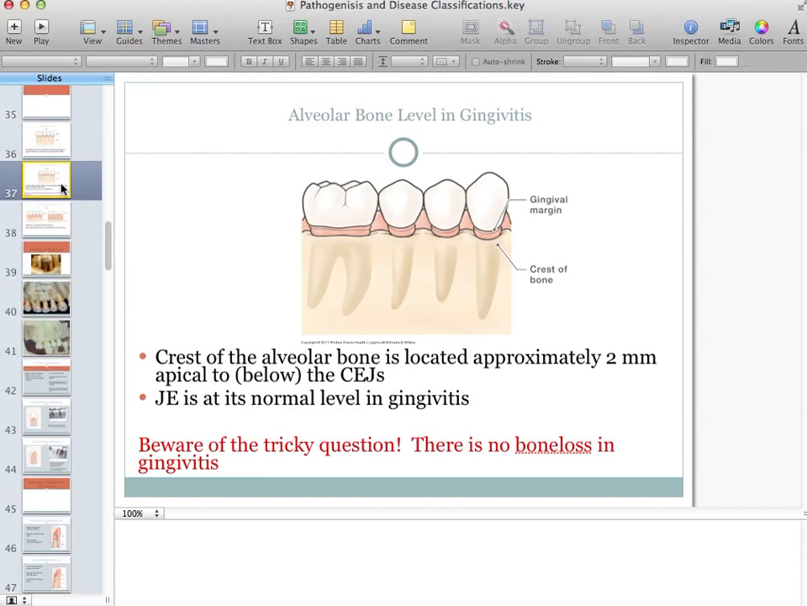Gingivitis, the bone is still at 2 millimeters below the CEJ. Junctional epithelium is also at its normal level in gingivitis. Beware of this tricky question. There is no bone loss in gingivitis. No bone loss in gingivitis. Crestal alveolar bone is still 2 millimeters apical to the CEJ, where normal healthy bone usually is.